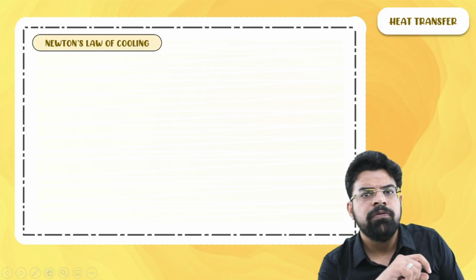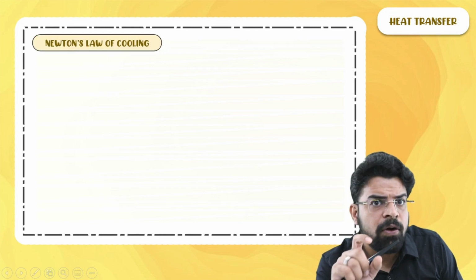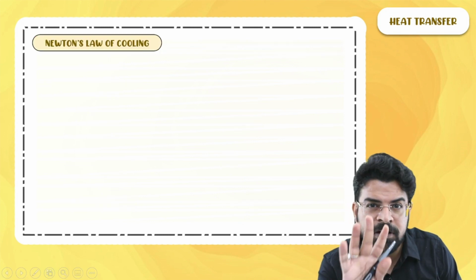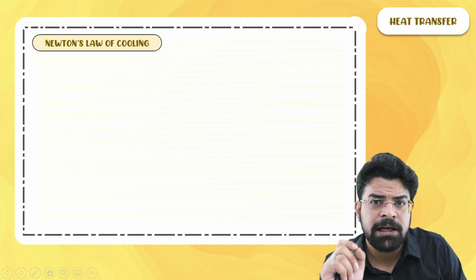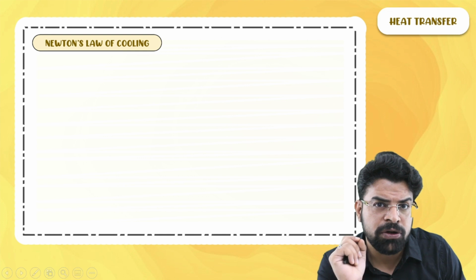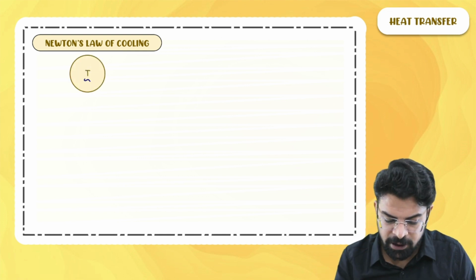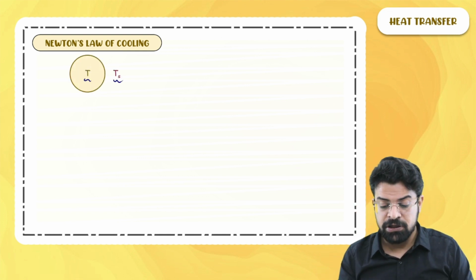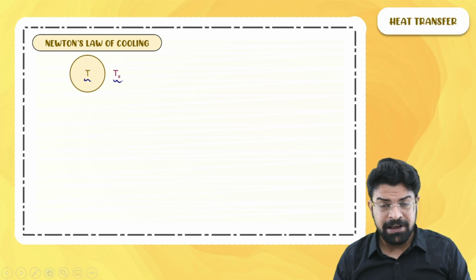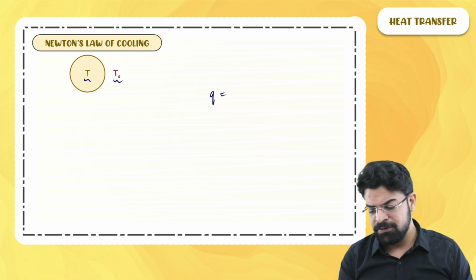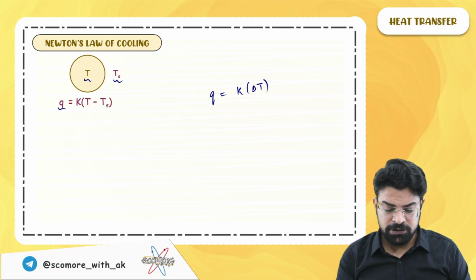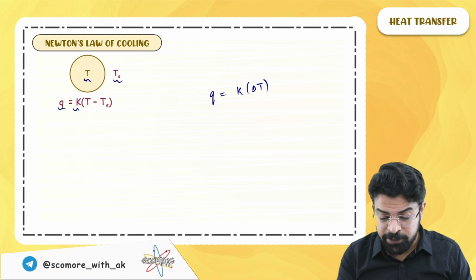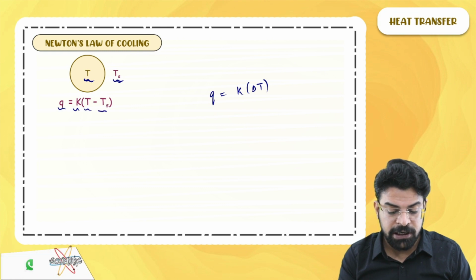So now we are going to understand the graphs of Newton's law of cooling. But before we learn the graph, we are going to understand the equation. Do not worry about the equation. You have to focus on the graph. So let's say we have a body at temperature T placed in a surrounding at temperature Ts. We say the rate of heat flow equals some proportionality constant times the temperature difference. So Q equals some proportionality constant times the temperature difference between the body and surrounding, T minus Ts.